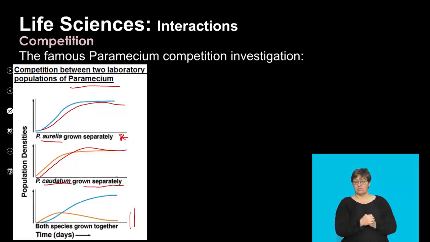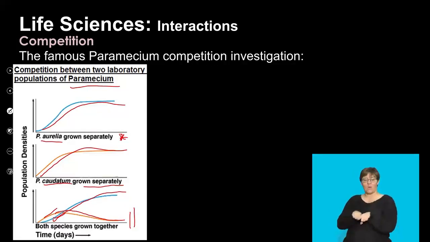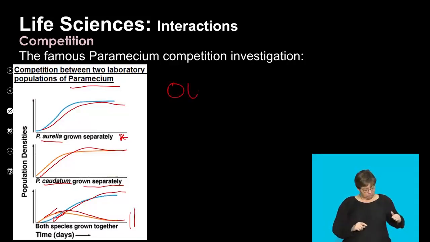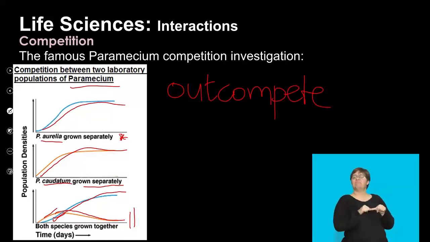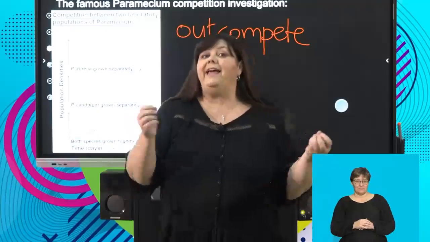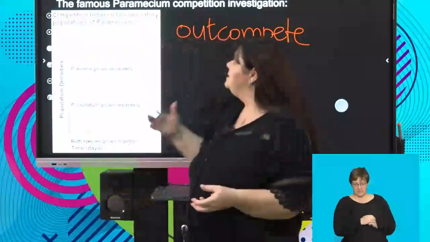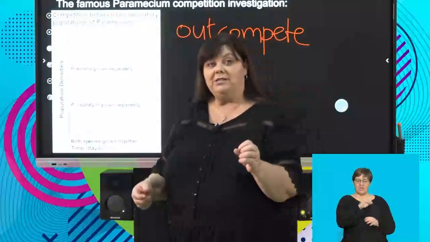We saw that both species started growing at more or less the same rate, but then look what happened to poor Paramecium caudatum. Paramecium aurelia was able to outcompete Paramecium caudatum. Right? So the word outcompete means that one population is able to survive far better in this conflict situation than the other. And that is something typical of interspecific competition.